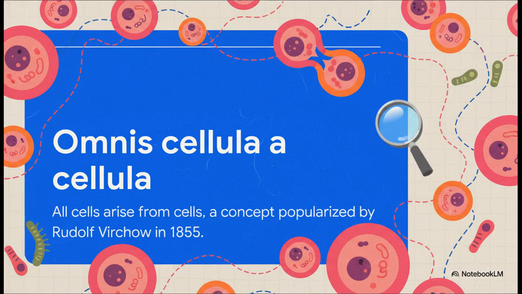And that brings us to this defining concept: omnis cellula a cellula. It literally translates to all cells arise from cells, which was popularized by Rudolf Virchow back in 1855. This was absolutely crucial because it debunked the idea of spontaneous generation once and for all. It proved life is a continuous, unbroken chain of replicating, self-contained units. For us in the clinic, it means that to figure out what's making a patient sick, we have to trace the dysfunction back to an issue inherited or acquired by a pre-existing cell.